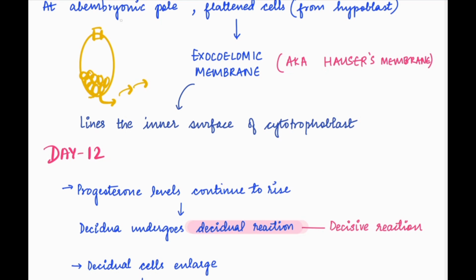So, at the abembryonic pole, the cells flatten and they form the exocoelomic membrane. Now, this exocoelomic membrane is also known as Heuser's membrane. This exocoelomic membrane lines the inner surface of the cytotrophoblast. This activity takes some time and it happens from day 9 to day 10.